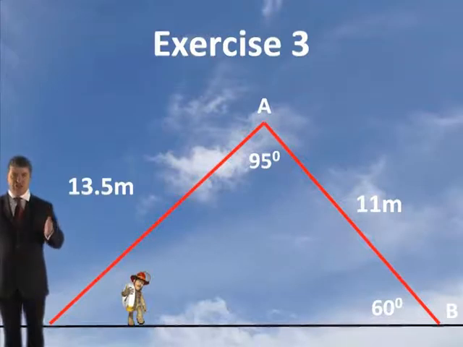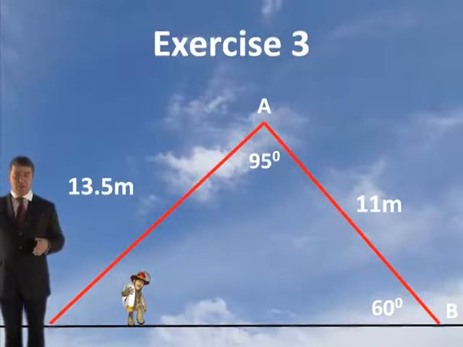Exercise 3 said 2 ladders are pitched together as shown here. One ladder is 11 metres and the other is 13.5 metres. They make an angle of 95 degrees. Determine the height to point A and the distance to point B. That's what they're trying to work out now. We're trying to work out the height to point A and the distance to point B.